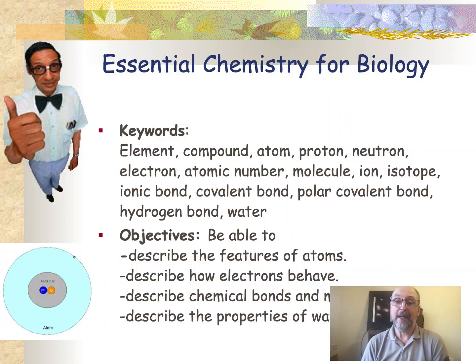So chapter 2 is an introduction to chemistry that we need for biology. It's not true chemistry, but chemistry we need for biology. So the kind of things we need to know are to be able to discuss the features of atoms, to describe how electrons behave, and why atoms form chemical bonds and molecules. And then, really, we're going to talk about water. That's kind of where we're headed. So, let's go to the next slide.